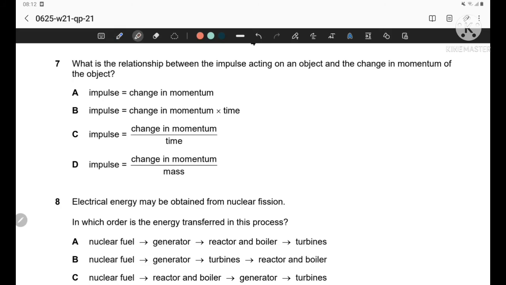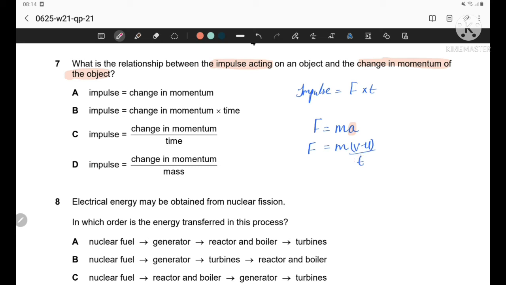Question 7. What is the relationship between the impulse acting on an object and the change in momentum of the object? So here we need to know the relation between impulse and change in momentum. So actually the equation of impulse is nothing but force times time. And another important equation is force is equal to mass times acceleration. We can even write the equation of acceleration, that is acceleration is v minus u over t, the rate of change of velocity, or the difference in velocities over time. So we have force is m times (v minus u) over t.